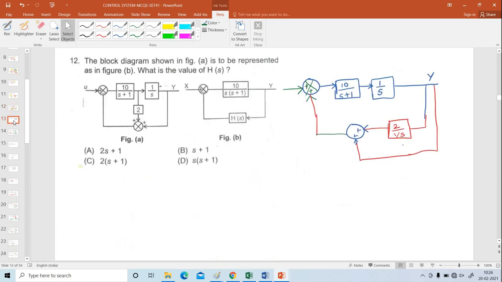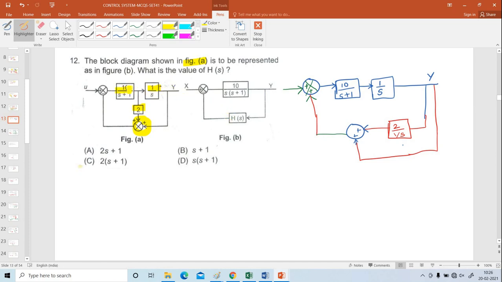Next problem. The block diagram shown in figure A is to be represented as in figure B, the reduced representation. What is the value of H of S? Here in this block diagram, it consists of 3 blocks, 2 forward blocks and 1 block that is connected to the parallel block. Now, our aim is to find out the H of S.